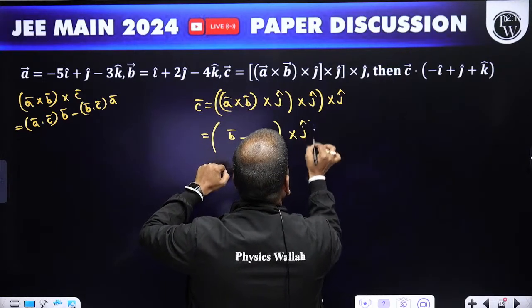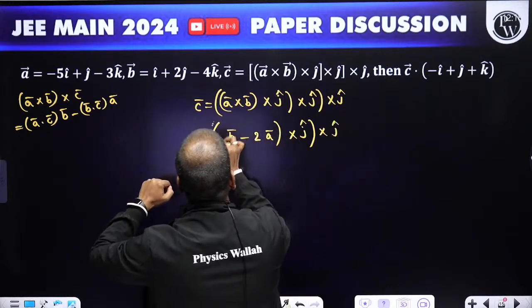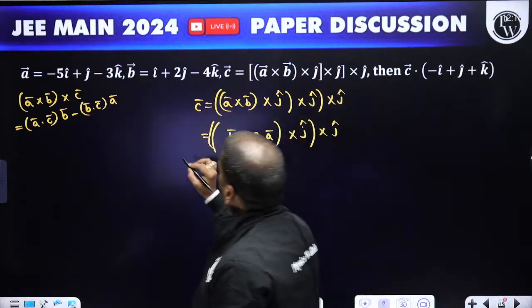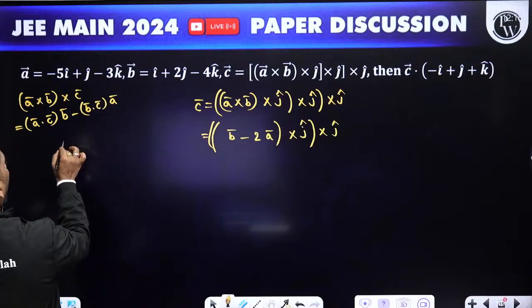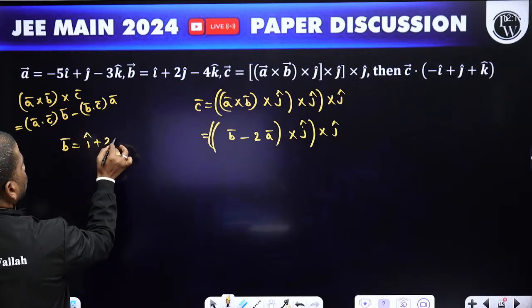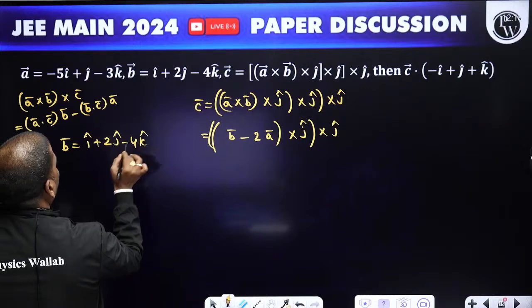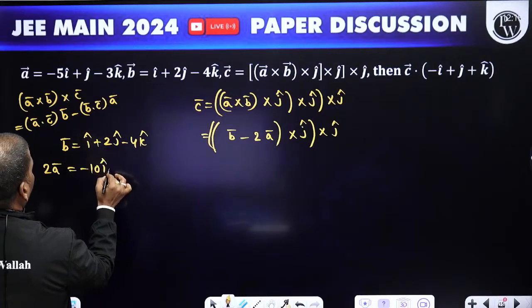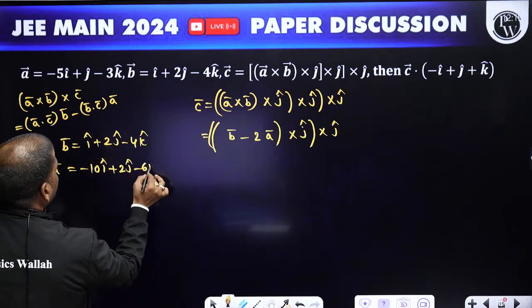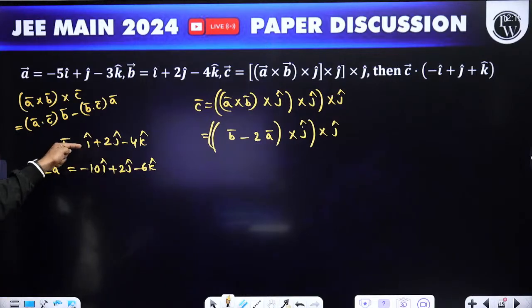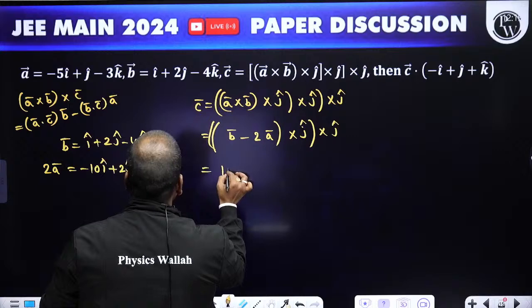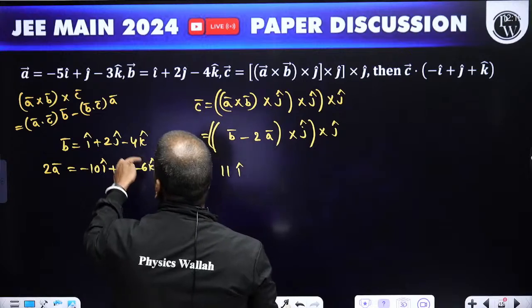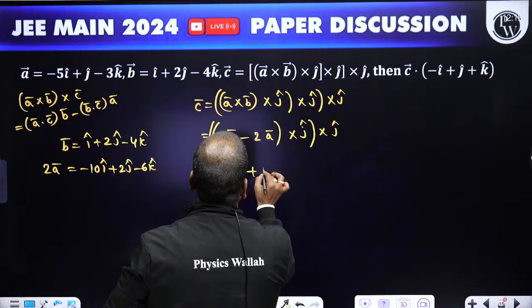J cap, again J cap. Right? So to make the calculation simple, what is B bar minus 2A bar? Observe, B bar is I cap plus 2J cap minus 4K cap. 2A bar is equal to minus 10 I cap, 2J cap, minus 6K cap. Now we need to subtract both. 1 minus of minus 10, so 11 I cap. Next, 2 and 2, so both get cancelled. 4 minus of minus 6, so plus 6, 2K cap.